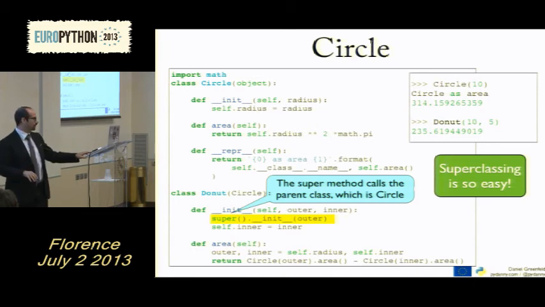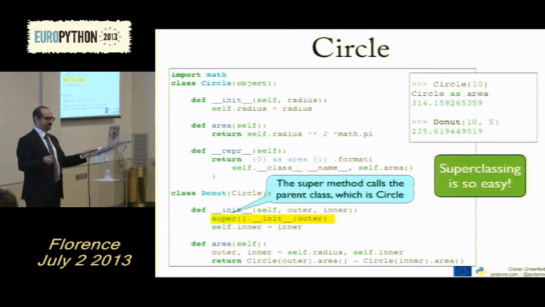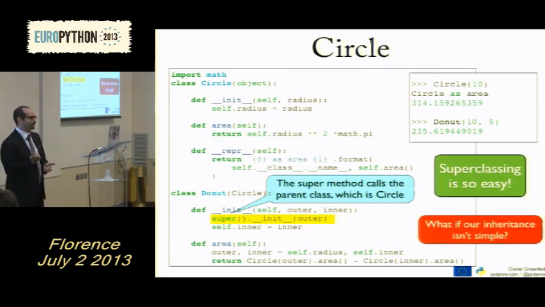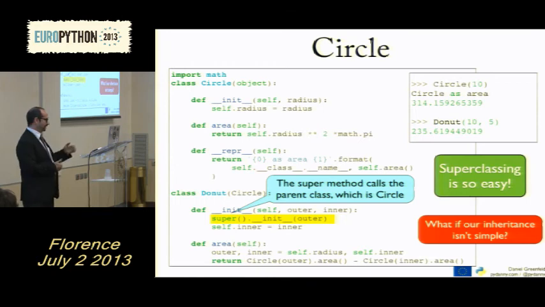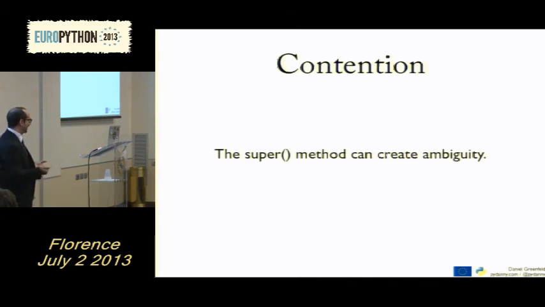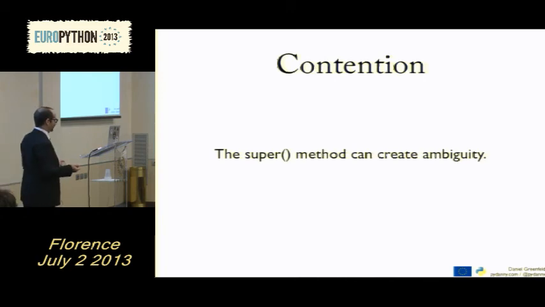Python 2 is a bit harder, but Python in general makes it really easy. We should all use inheritance and super. Well, see, here's the problem. In the real world, that's not always the case. So the contention I'm going to make right now is that super can get us into trouble.